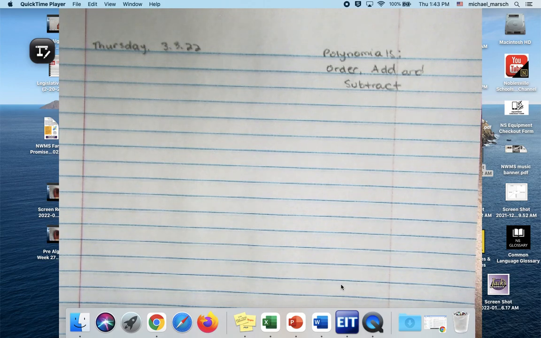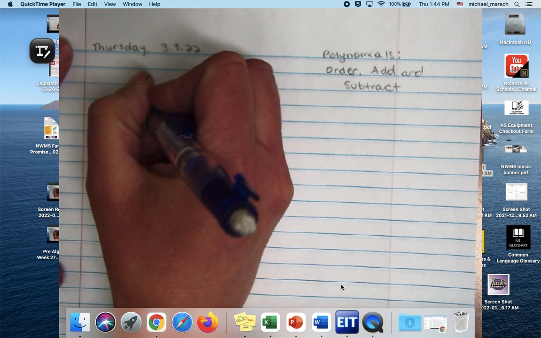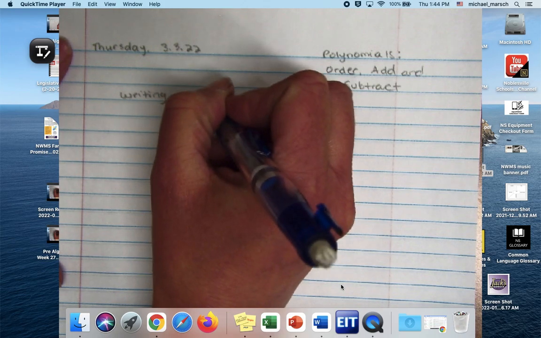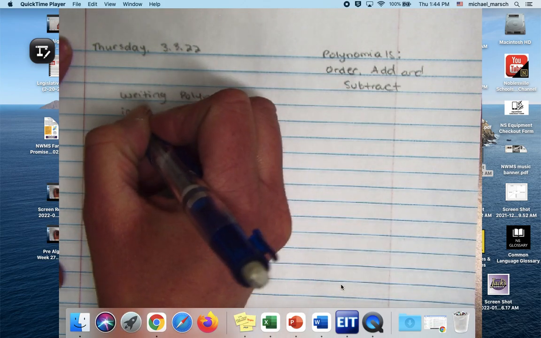So we're going to be talking about the order you write polynomials and then adding and subtracting polynomials. That's where we are headed today. Okay, so the first thing we're going to talk about is how to write them, right? So that's the order. So writing polynomials in standard form.